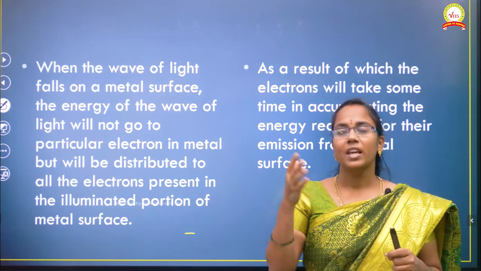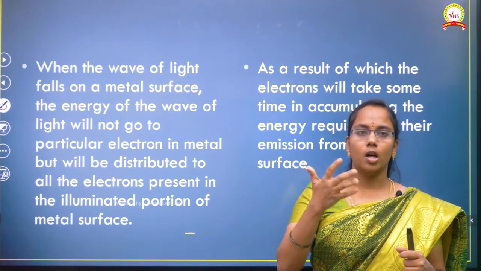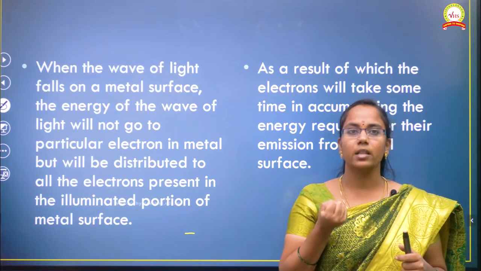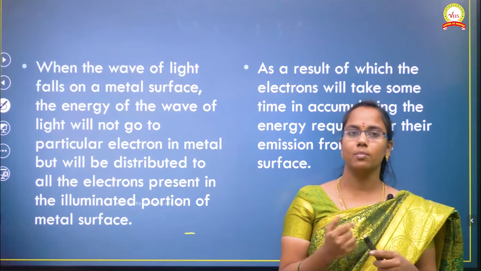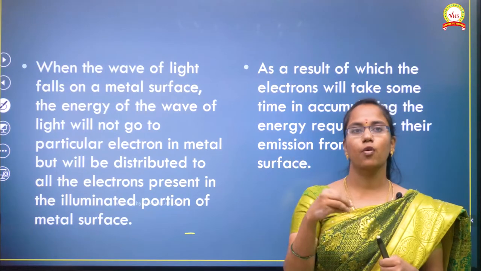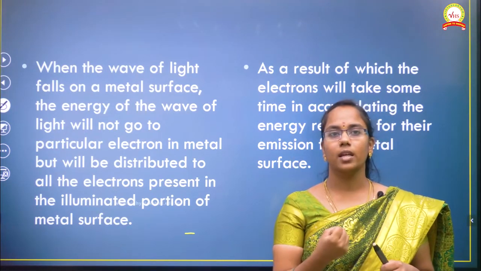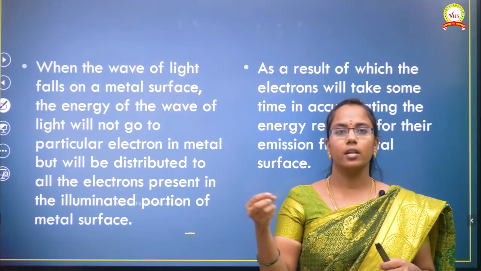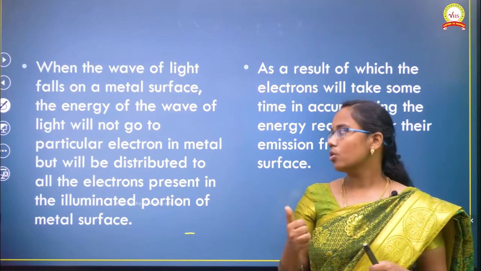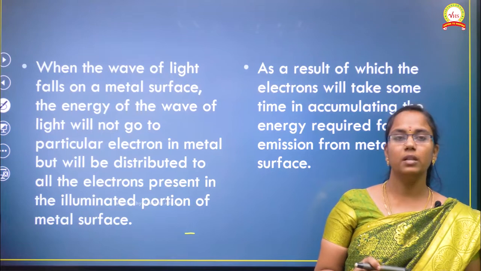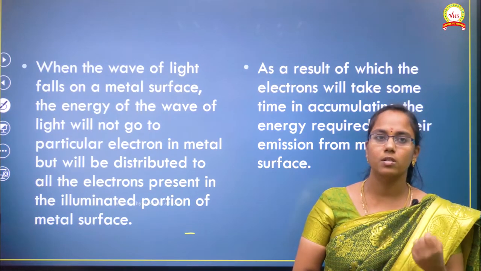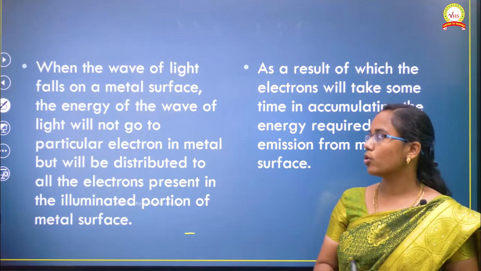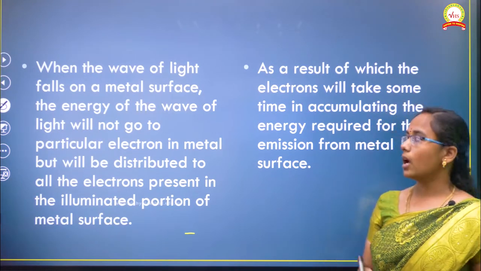But we have seen, if it is like that, then all the electrons should gain energy from the light source, and then all the electrons should eject out. But we are not able to see that, right. When light is falling on it, each electron is gaining energy and then electrons are getting emitted. So wave theory is not able to explain why only one particular electron is gaining energy from the photon and getting ejected.